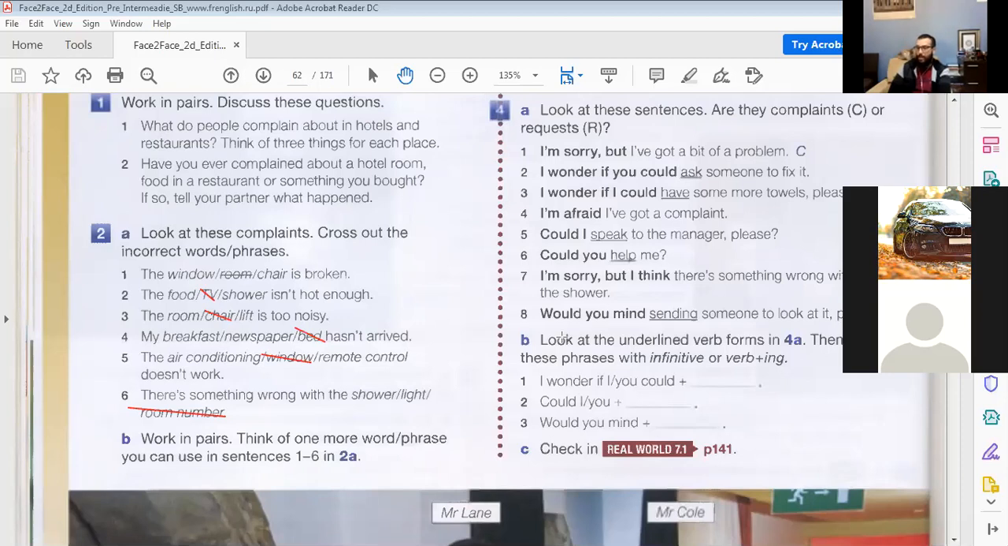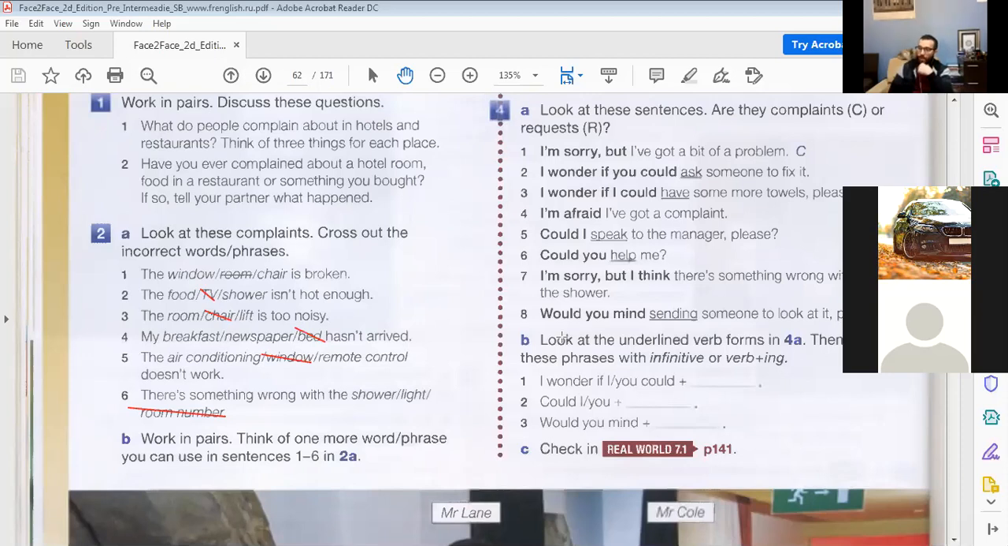My bag hasn't arrived, yes. But I think this is a complaint you make at the airport, right? My bag hasn't arrived, or my suitcase, right? It's correct, by the way, but I don't think you can say it in a hotel. Maybe in the airport, it's better to complain if you have this problem.